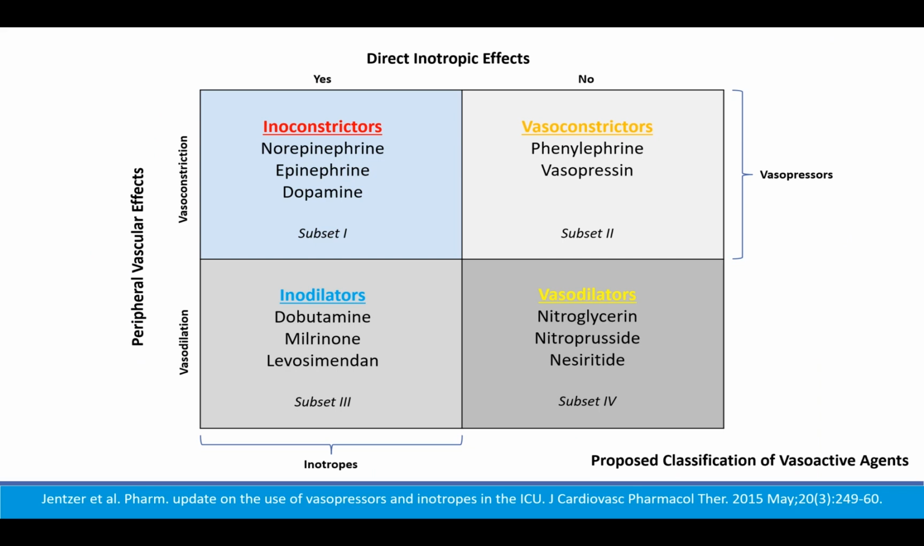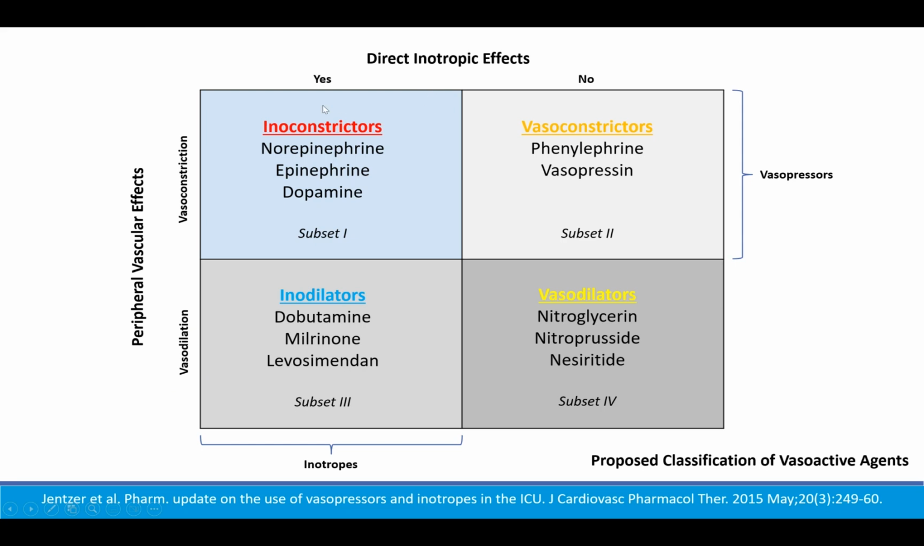So here we have all the vasoactive medications classified based on their inotropic effects and on their peripheral vascular effects. In the upper boxes, we have agents that are vasoconstrictors. The bottom ones are vasodilators.